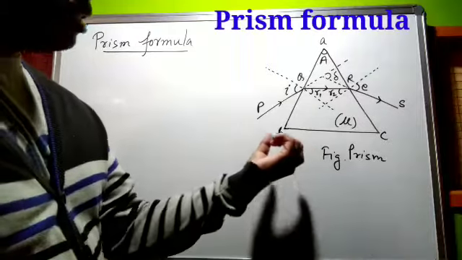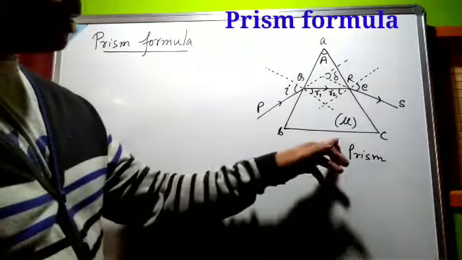and the angle of prism and minimum deviation. Minimum deviation delta m, angle of prism capital A, and mu, that is the absolute refractive index of the material of the prism. This relation is called the prism formula. To derive it, first we have to observe this ray diagram.